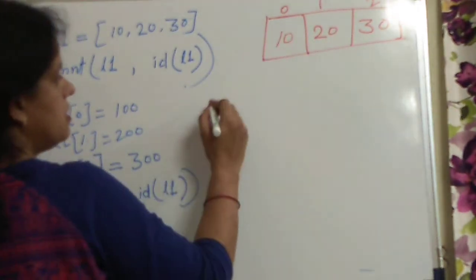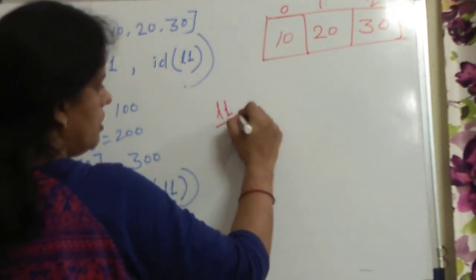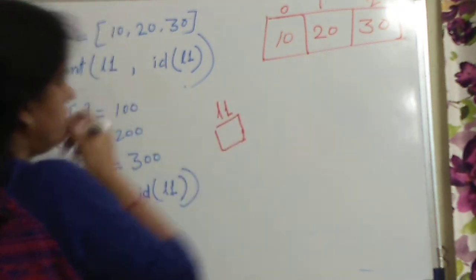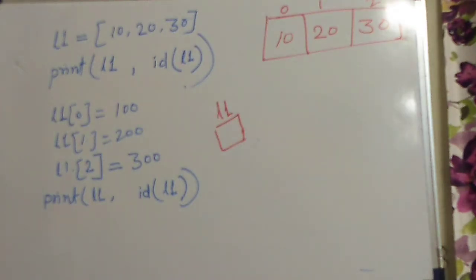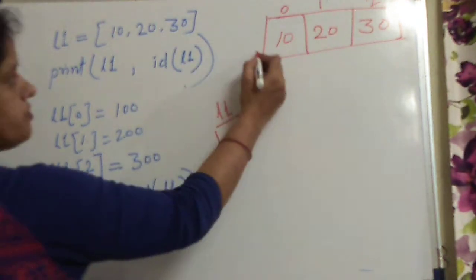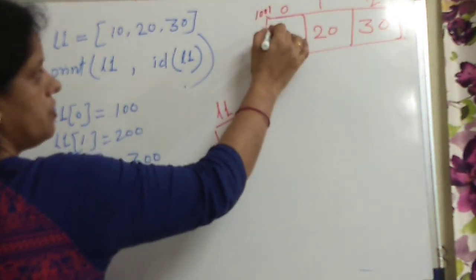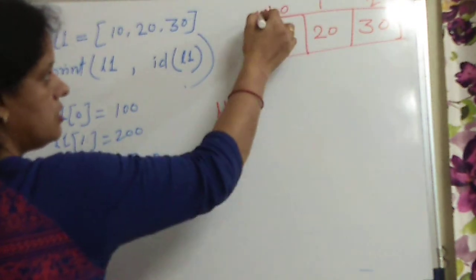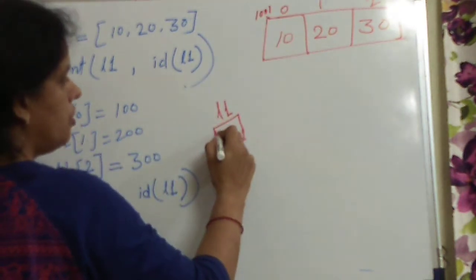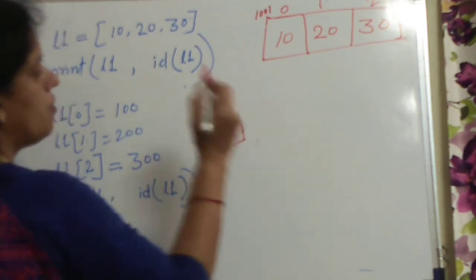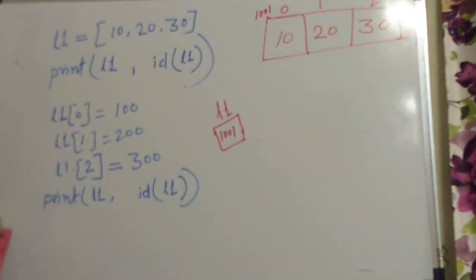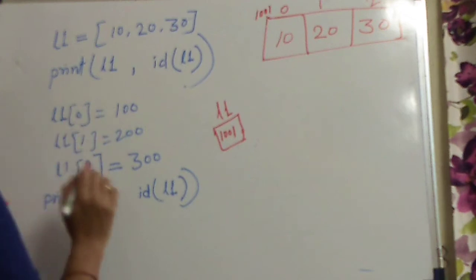So what happens? L1 will not hold the entire data. It will hold the reference of the beginning, suppose 1001. The first block's number is 1001. So L1 will hold 1001. Clear? Now come to the next line.